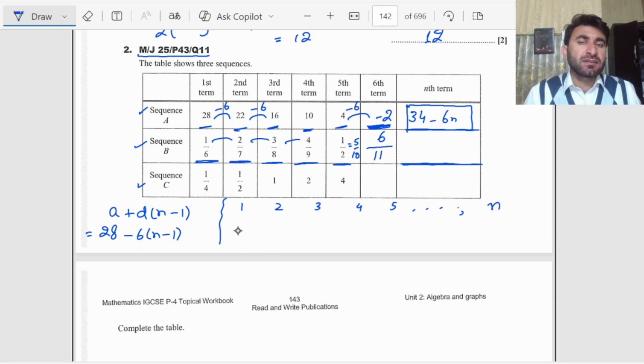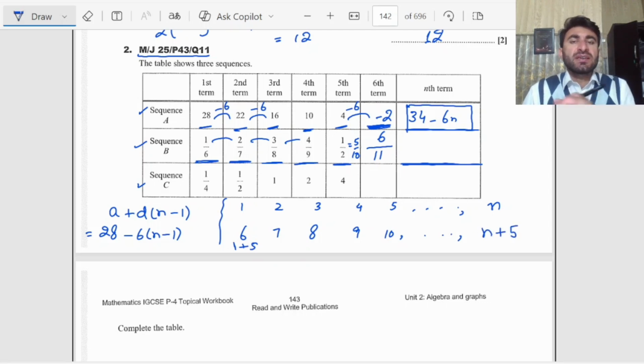And the denominator is 6, 7, 8, 9, 10. As we see, these are also natural numbers starting from 6. So I can write 6 as 1 plus 5. So the nth term of this will be n plus 5, because they are consecutive numbers. 6, 7 is 2 plus 5, 8 is 3 plus 5, and so on. So the nth term will be n plus 5.